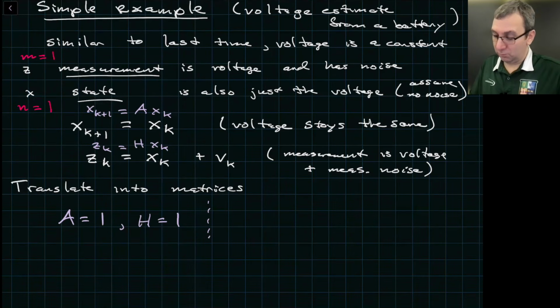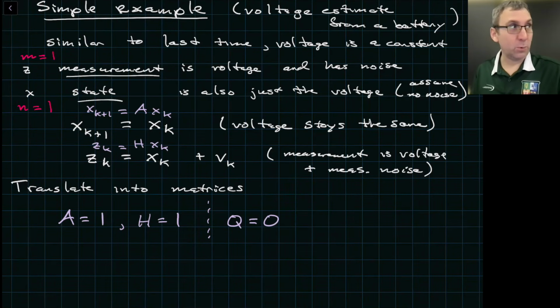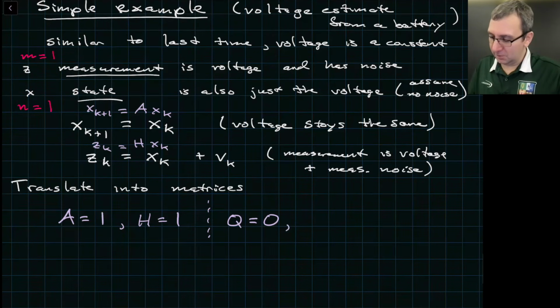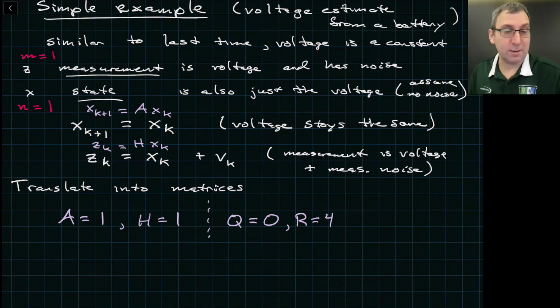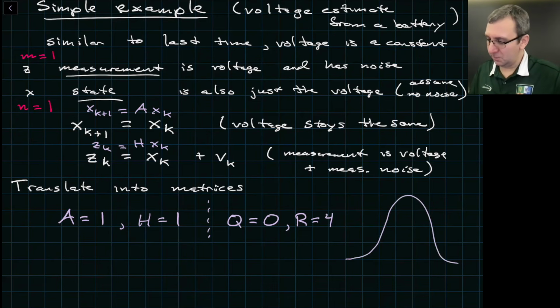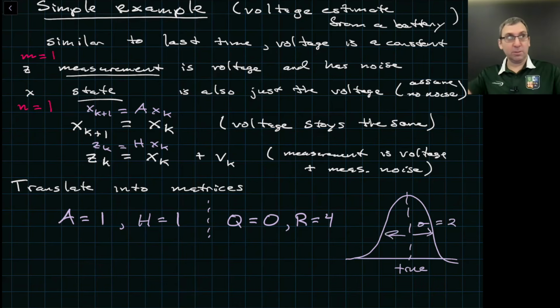Now the noise stuff, I am assuming that there's no noise in the state, so no noise in the process. So I'm assuming that Q is 0. Remember, 1 by 1, it's just a scalar. And I'll assume something for R. I'll say 4, just to give me something. Which means I expect whatever the measurement is, it's going to be the true measure. And then this will be sigma equals 2. So there's going to be something that's plus or minus 2, plus or minus sigma, because 4 is 2 squared.